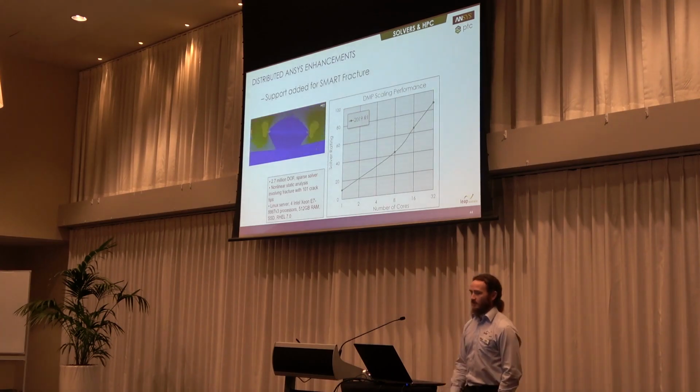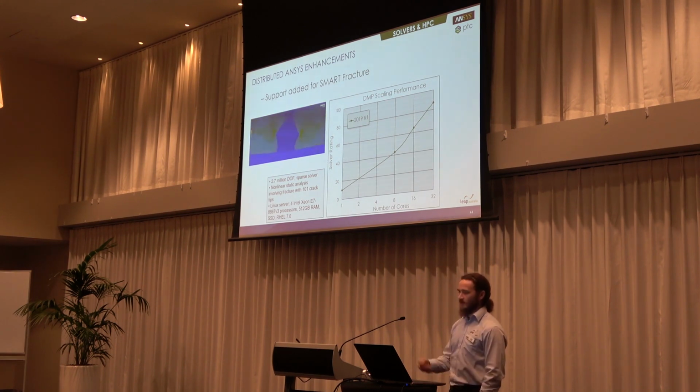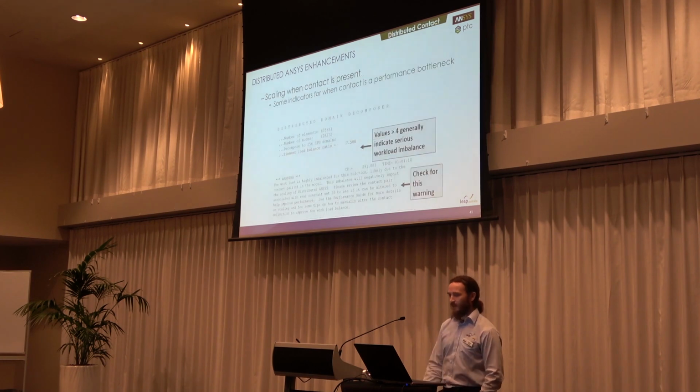So it supports smart fracture. I presented this in the R19 update seminar, where we have a crack propagation using a lot of remeshing, some clever remeshing there. So that supports distributed now, and as you can see, we're getting good scaling, up to 32 cores here using distributed. So that's in R1.